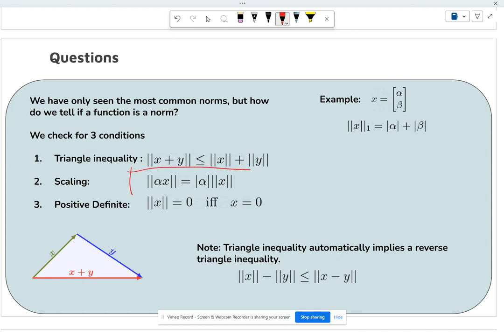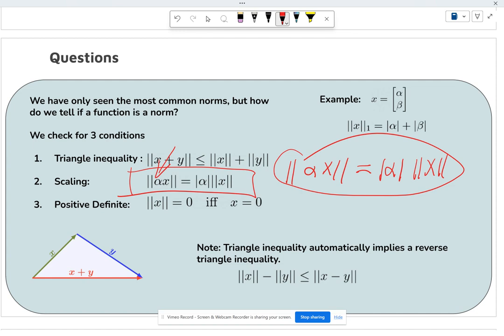And another second condition is called scaling. What that is saying is that if you have some kind of constant alpha, if you take a vector times alpha and then take the norm, that should be equal to you take the absolute value of alpha and then times the norm itself. So that's what scaling means. Essentially, if it's a norm, you can just move this alpha out and make it positive. That's another property of it.